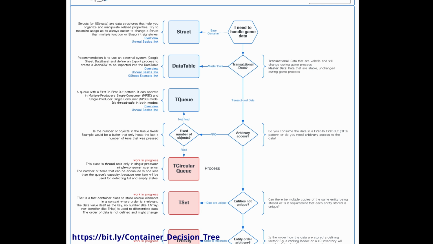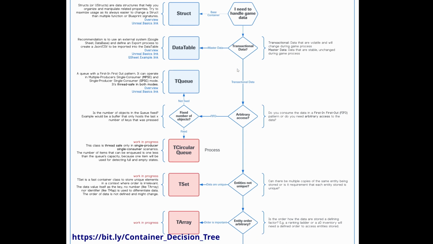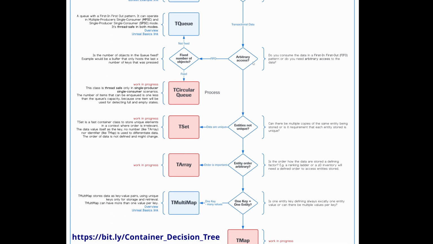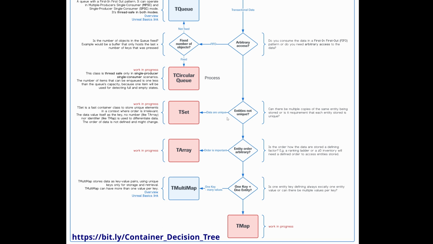First thing is asking, is it transactional or master data? So stable data. Stable data would be data table. Transactional, so meaning changing in the game. That is everything else. The first thing is, do I need access to the objects in between, or is it a kind of first in, first out thing like a queue? No, a map, we can use what we want. Is it unique or not as a set? No, in a map we can have duplicates, we should not have in a set.